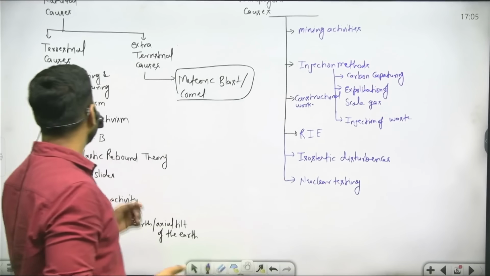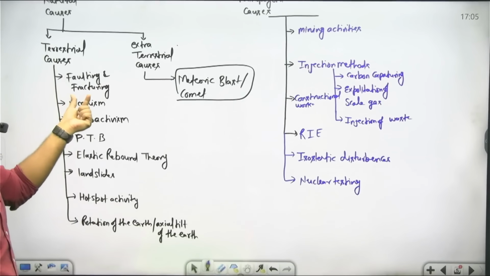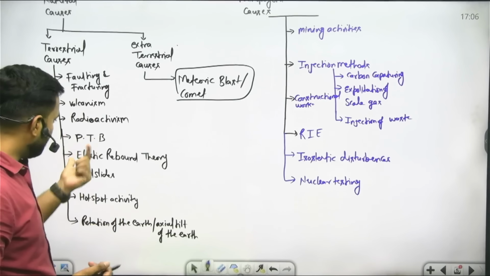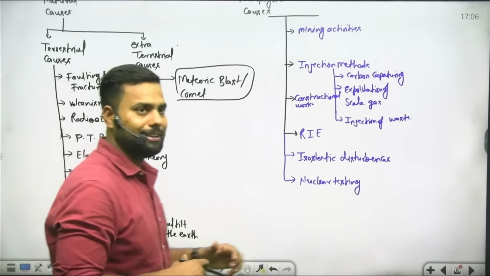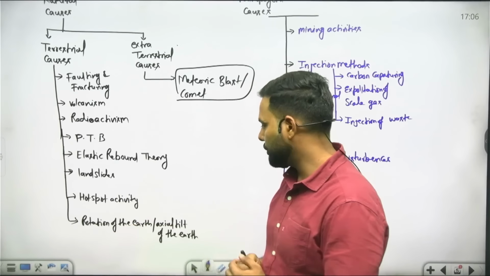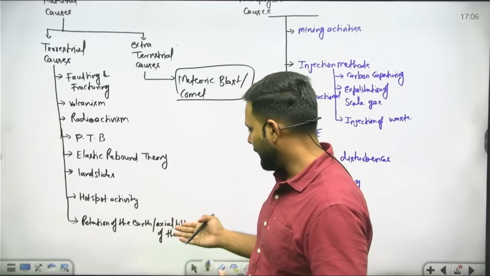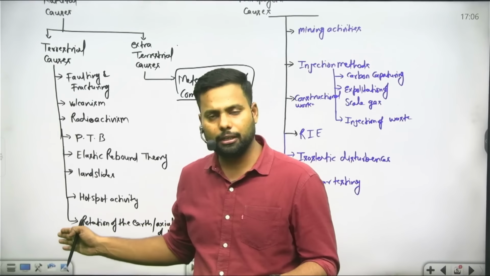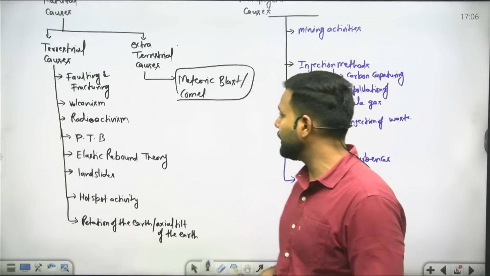You can add more: the terrestrial causes of faulting and fracturing, volcanism, radioactivism, plate tectonic boundary, elastic rebound theory, landslides, and hotspot activity, rotating of the earth or axial tilt of the earth. You can also add here, you can say, isostatic earthquake.